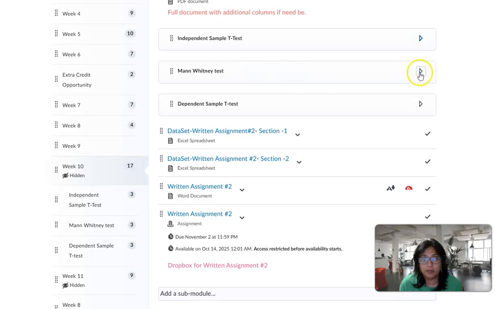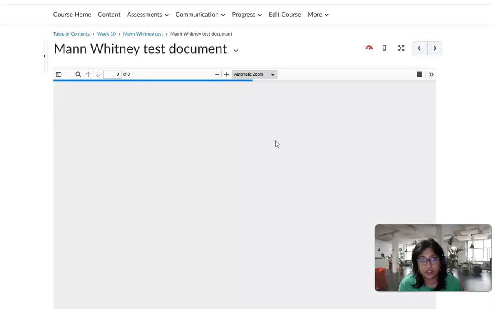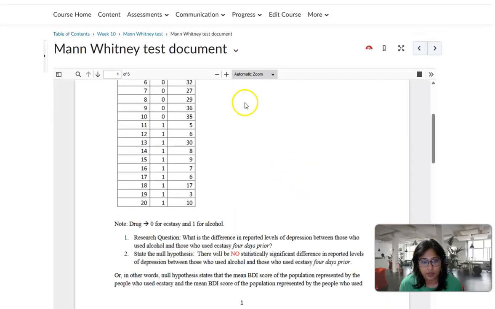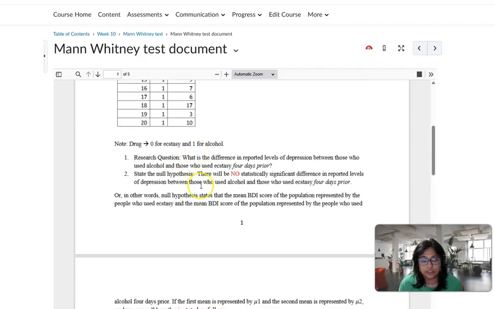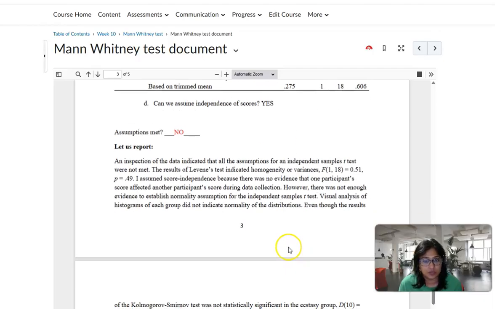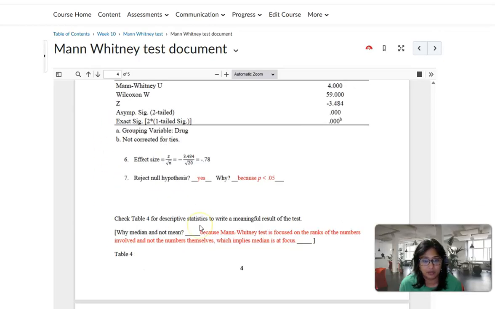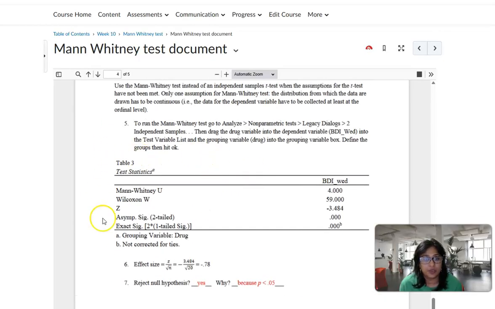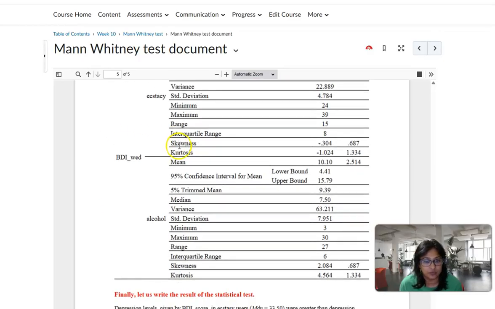So if you open up your Mann-Whitney one, you're going to see the same thing. I once again give you all the data that you need. And here's the data. And then I give you the research question and null hypothesis, and here I actually put all the answers. And here is the normality report again. And then obviously you're doing a Mann-Whitney test, and how do you analyze it? That is also over here.